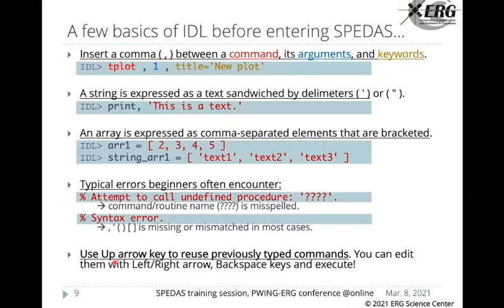And you don't have to retype the entire command when you have mistyped. You can just press the up arrow key to reuse previously typed commands. So the previously typed command just appears at the current command line prompt. And you can even edit those commands by pressing the left or right arrow keys and also the backspace key. Then you can execute that line too.